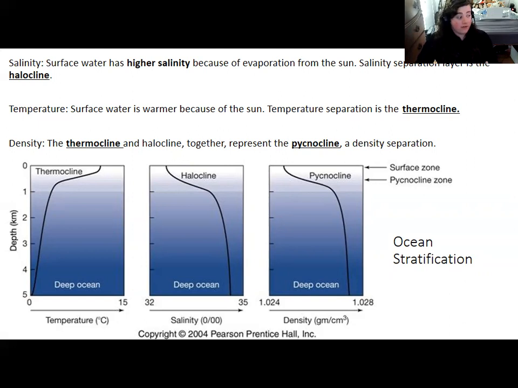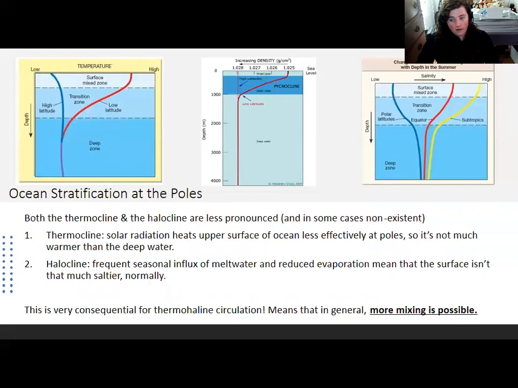And so generally there is very little interchange between surface ocean water and deep ocean water. Something different happens at the poles though. For one thing, the sun is weaker and solar radiation heats the surface of the ocean much less effectively. Remember that the sunlight is much more spread out at the poles and it will be providing energy less effectively. So this means that the temperature of the surface water at the poles is actually not that much higher than the water that's deeper down at the poles.